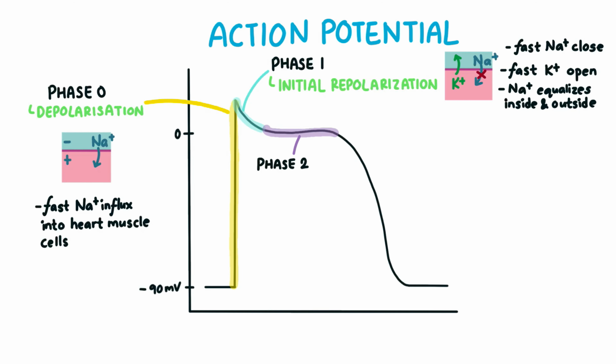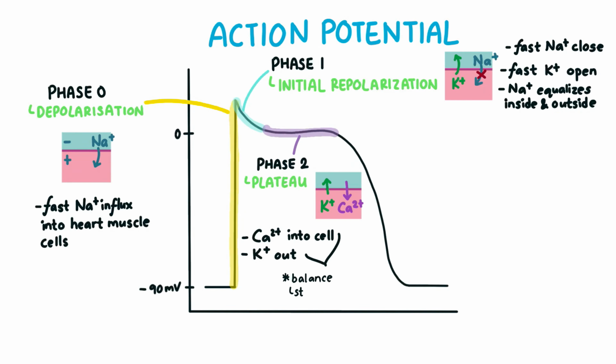This brings us to phase 2, the plateau phase. This is the critical part of the cardiac action potential. Calcium channels open, allowing a slow influx of positive calcium ions into the cell. At the same time, potassium continues to flow out.